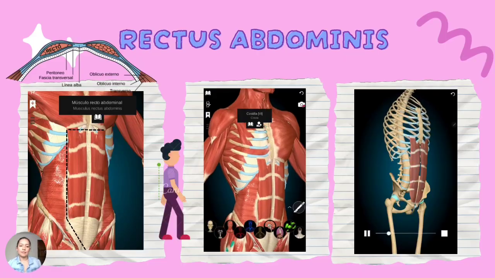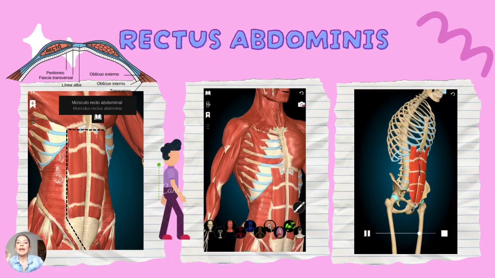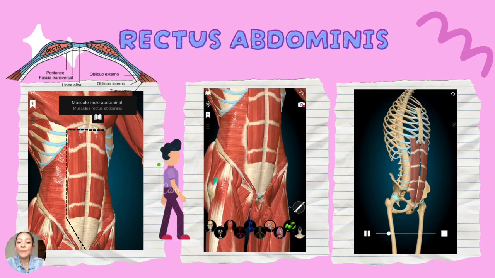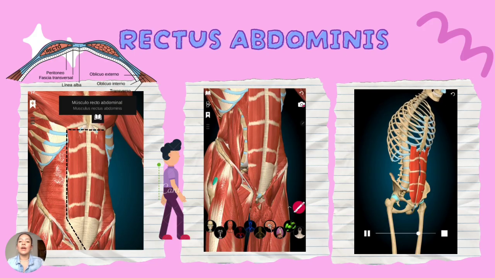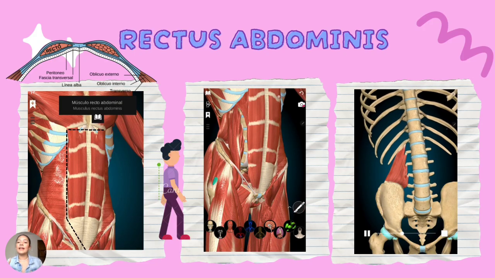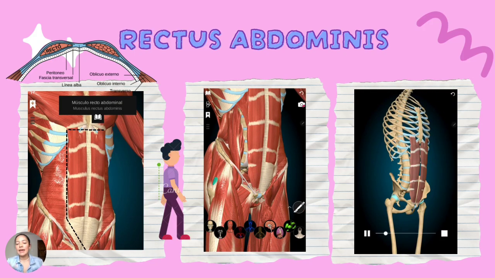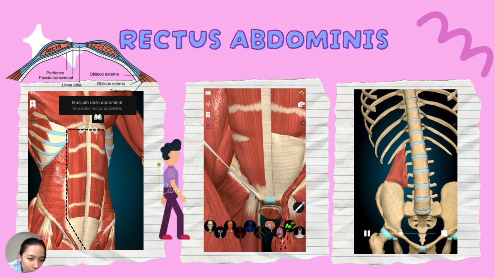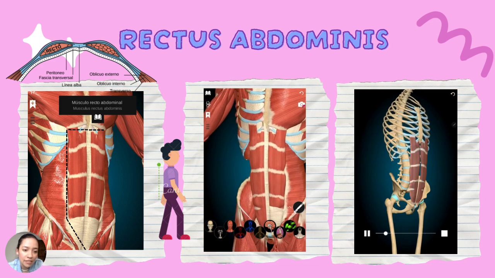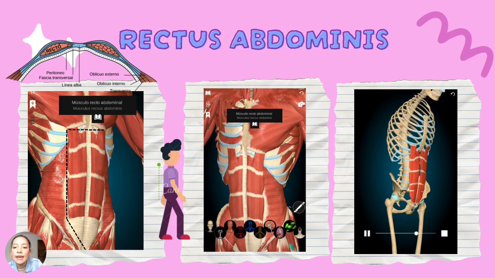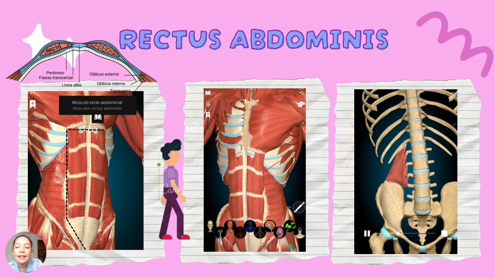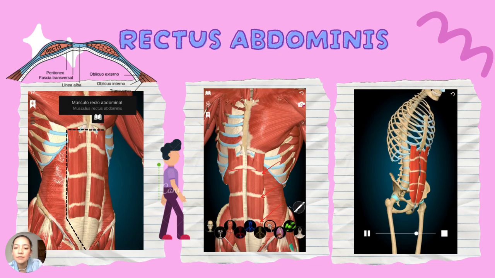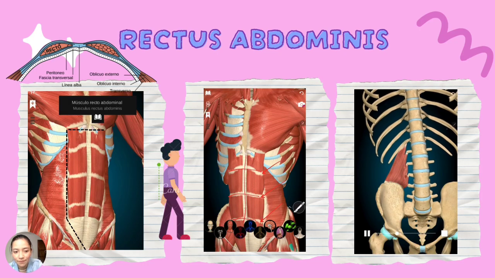Then we have the rectus abdominis. On the anterior side, the most prominent muscle is the rectus abdominis. It is a long vertical muscle, broad on the upper part and then narrowing toward the pelvis. It originates from the costal cartilage of the fifth to the seventh ribs, which we can see in this part in the second video, and it inserts into the pubis, specifically the pubic crest.